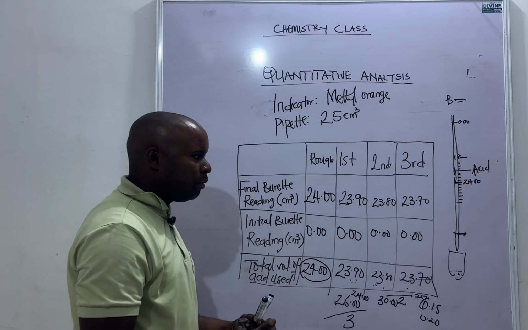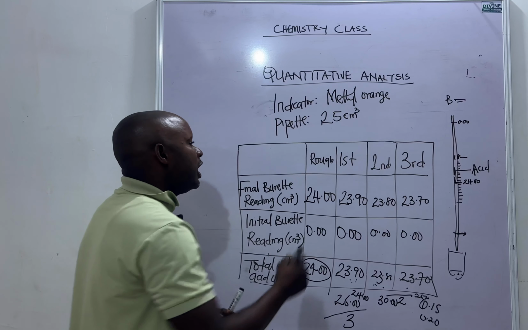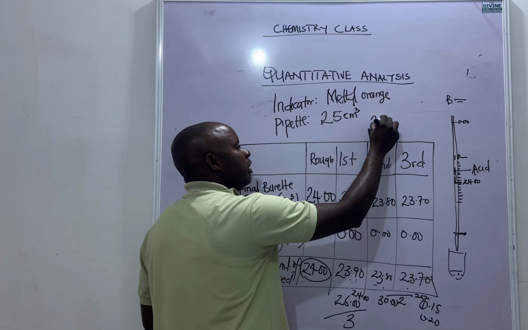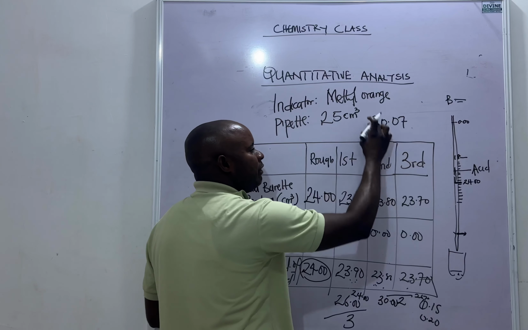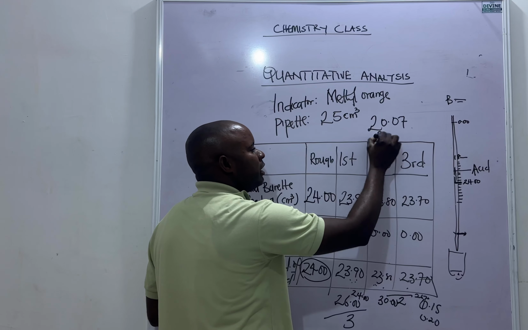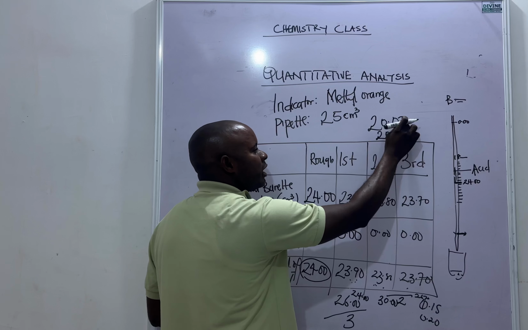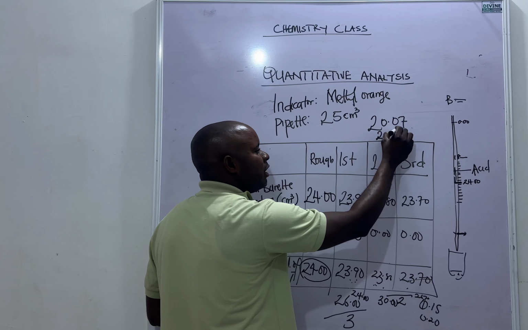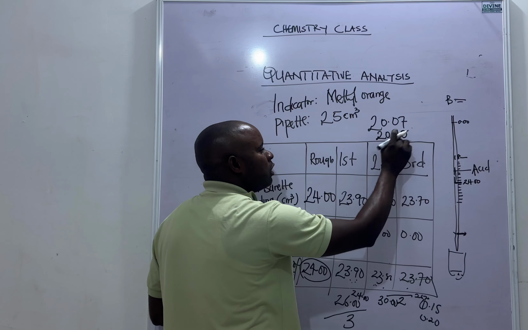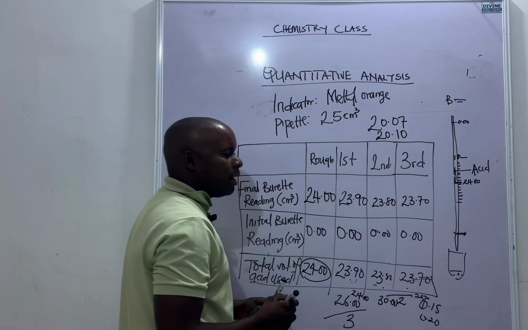So how do you report this? If for instance you're having something like 20.07, don't leave your titer value in this way. You can just approximate. You round this up, since it's above 5, you can say 20.10. It is proper that way.